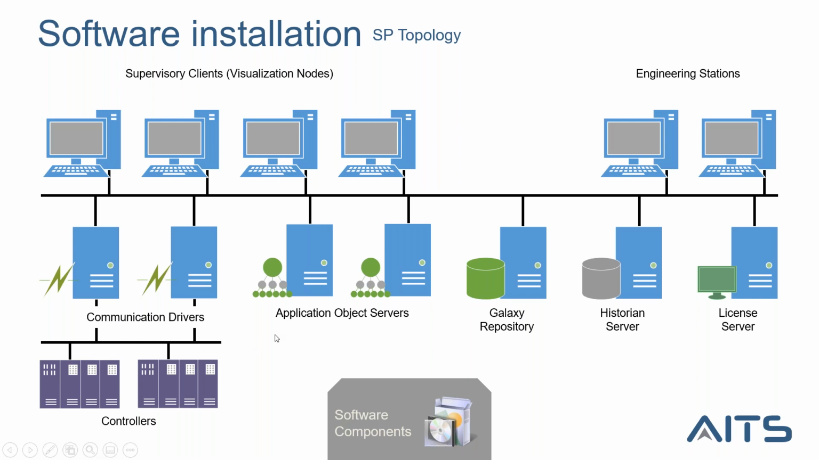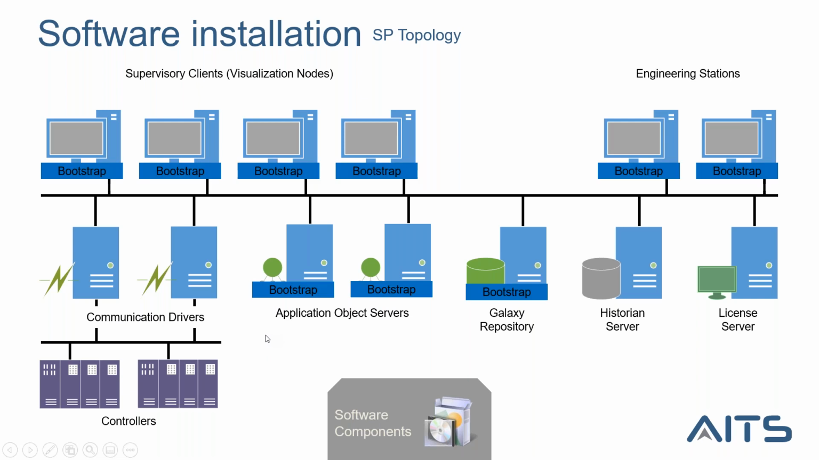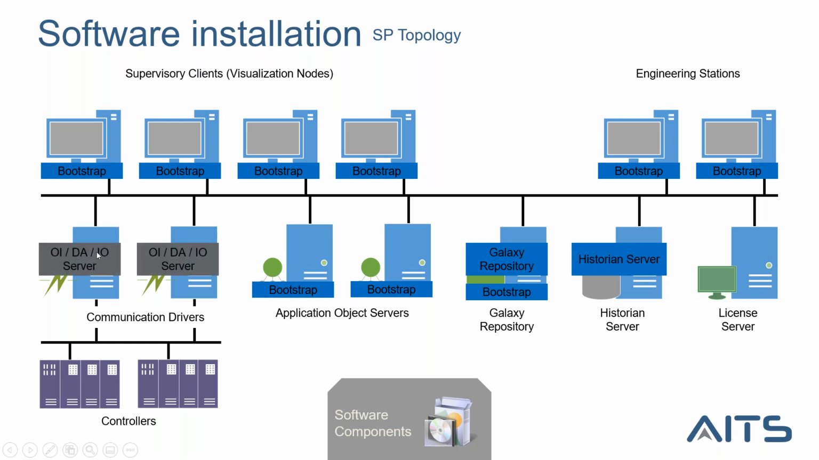But what to install? It's very easy: every server that needs to be deployed needs to have a bootstrap. The bootstrap is a Microsoft service that allows the intercommunication with your Galaxy. You need to check a Galaxy repository for the Galaxy repository, and the historian server. It's only a checkbox that you need, and the software itself will be installed locally on the server. For the engineering station, and for the communication driver, you have the OI Gateway and the IO server, the drivers themselves.